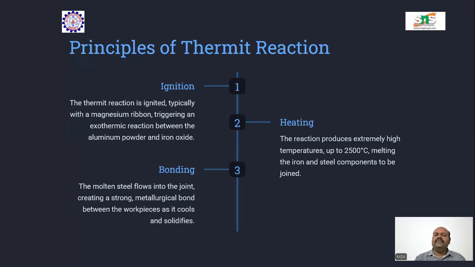So basically, the welding process happens by the application of heat and pressure. We know the basic things. So bonding is the third principle that takes place in thermit reactions. The bonding happens in the gap where the molten steel flows into the joint, creating a strong metallurgical bond between the workpieces after cooling and solidification.